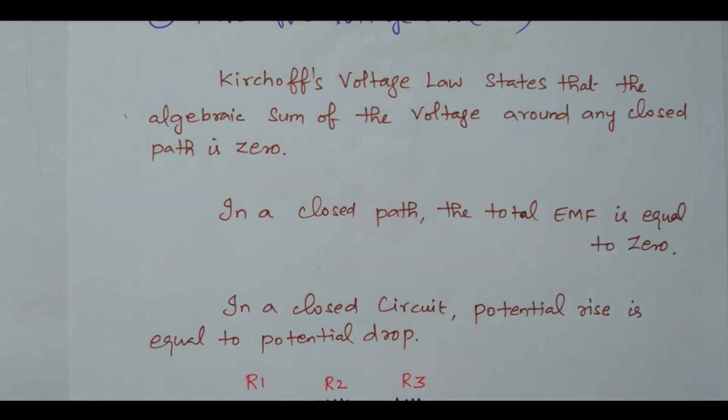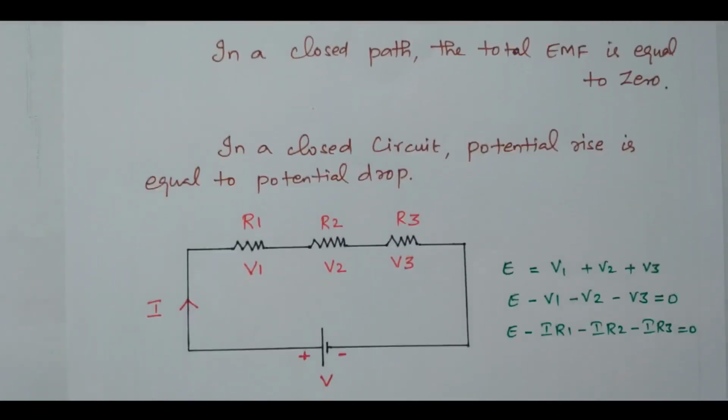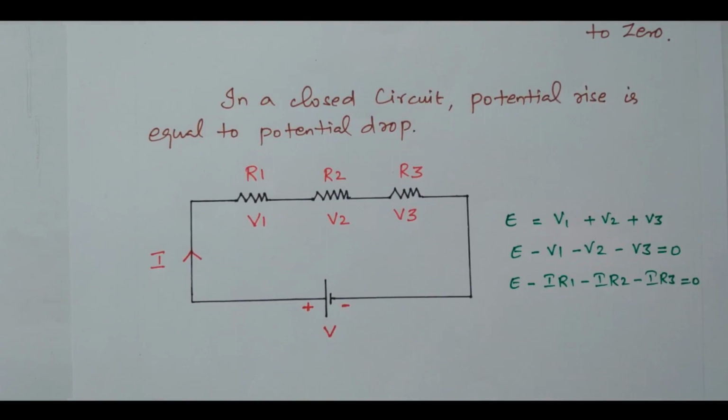Now we'll see this diagram so that you are able to understand. Now consider this closed loop. In KCL, we consider one node, a junction point. Here we consider one closed path. There are three resistors connected in series, R1, R2 and R3. Supply is given, and these three resistors are energized by this DC voltage source.